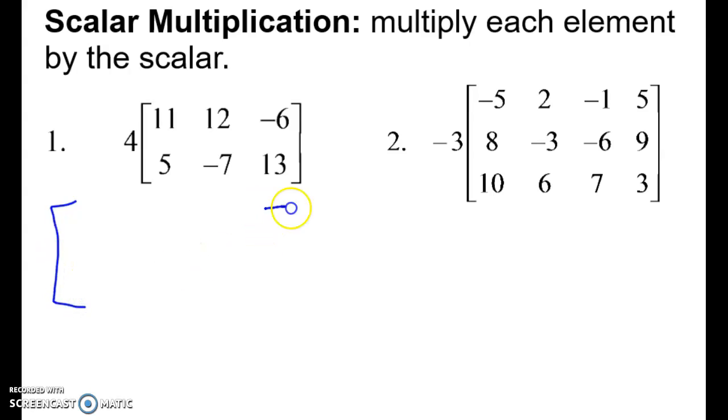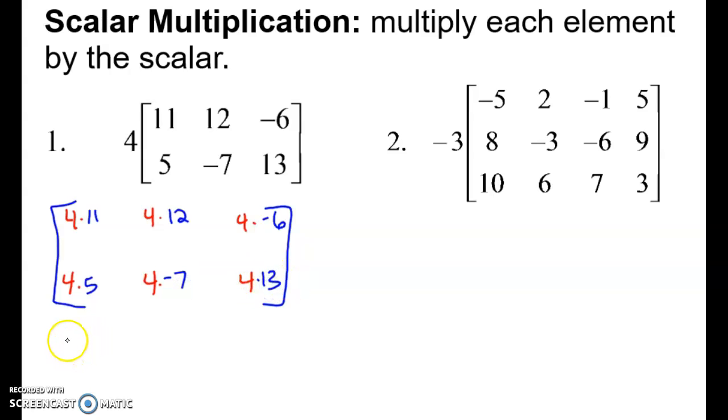So it becomes 4 times each of these elements. The elements stay in the same spot. We're just taking 4 times each of them. So 4 times 11, 4 times 12, 4 times -6, 4 times 5, 4 times -7, and 4 times 13.